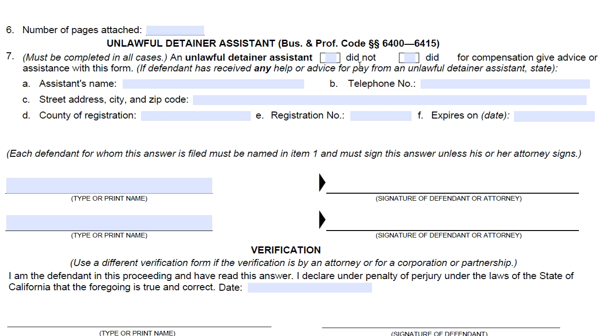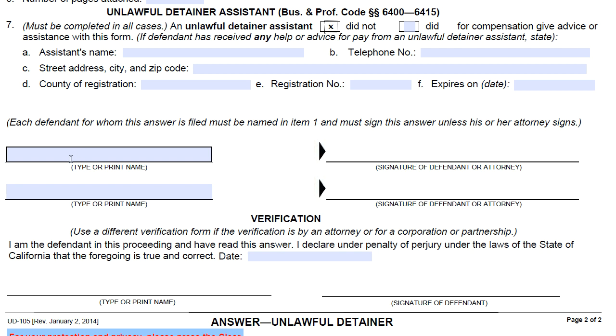Okay, so if you are doing this on your own, even if you have a friend or family member helping you, then you did not have an unlawful detainer assistant. If you had an unlawful detainer assistant, you would know because you would be paying that person, and they would have to put in their information here. It is most common to mark the box did not. Then you will type your name or write it. Then you'll sign over here.